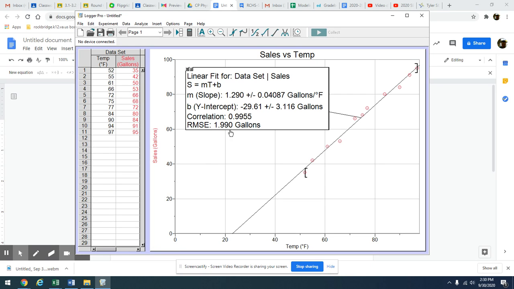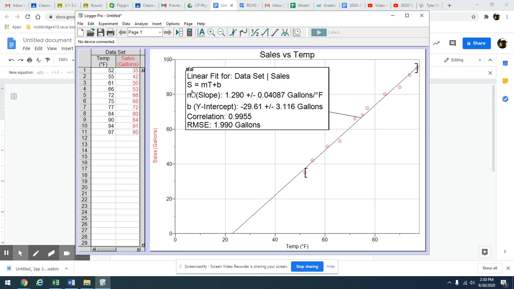Now, I just want to draw your attention to this. This plus or minus stuff in LoggerPro, that's just like an error measurement. You do not need to include that. You should not include that. This right here, 1.29, that is the slope. And negative 29.61, that is the y-intercept, not this plus or minus stuff. Okay? You don't have to worry about this correlation or RMSE, root mean square error. That's what that stands for. How about that? All right, linear fit here.